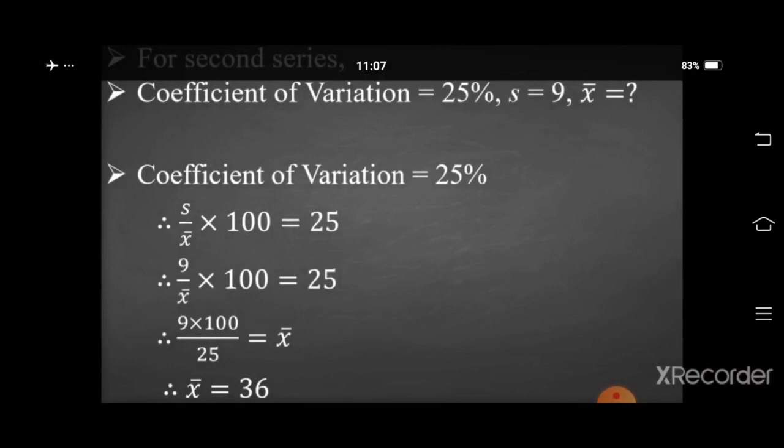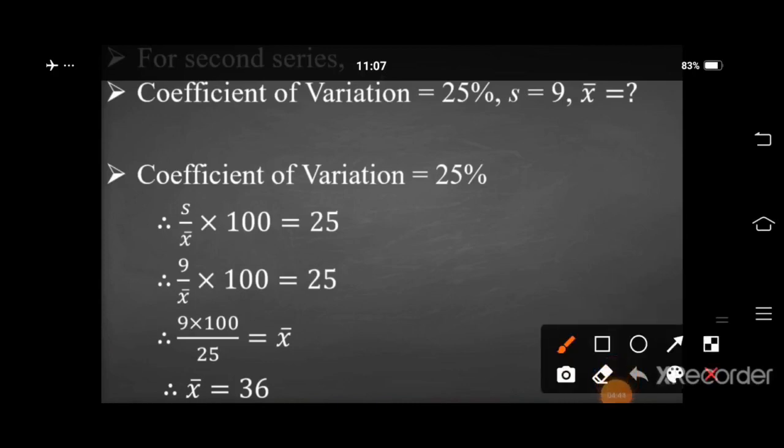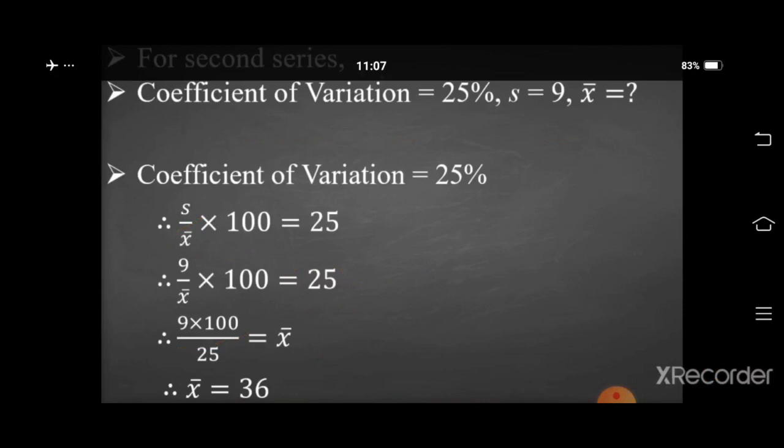Same thing here also: coefficient of variation given is 25%, S equals 9, then find out the mean. So write down the formula: S upon mean into 100 equals 25. S equals 9. Write down here, mean we have to find out, into 100. Now multiply 9 into 100 divided by 25. We will get mean equal to 36.